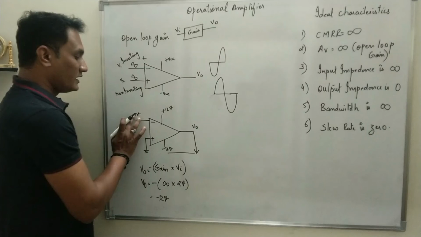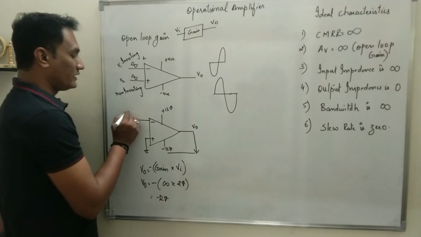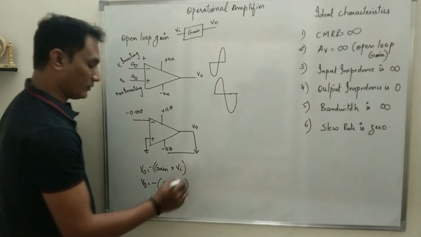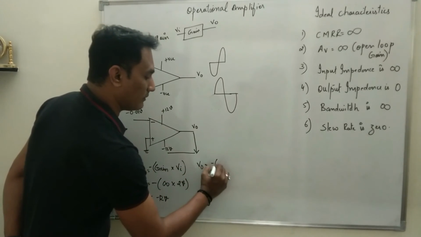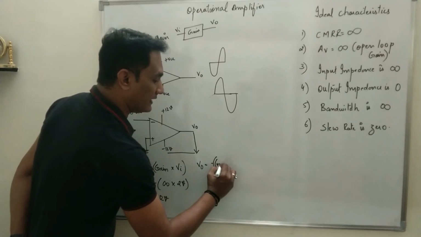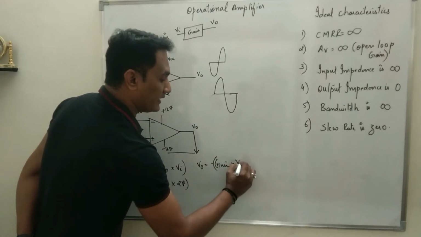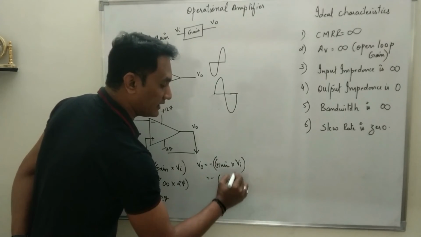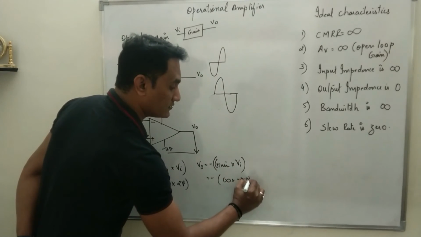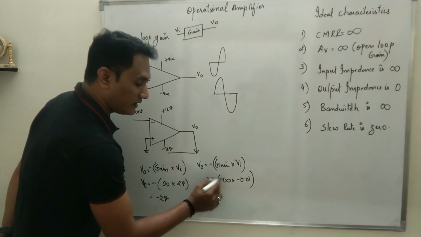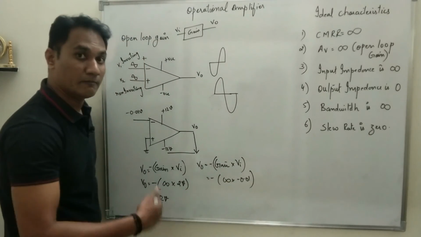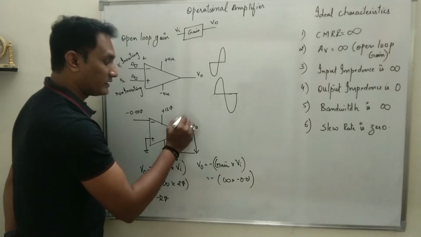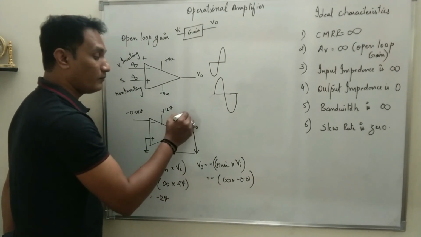Suppose the input voltage is minus 0.01 volt. So again here V0 is equal to minus gain multiplied by input voltage, minus gain is infinite, and Vi is minus 0.01. So now minus and minus will become plus. The output voltage will keep on increasing because the gain is infinite. The output voltage will now increase in the positive direction.